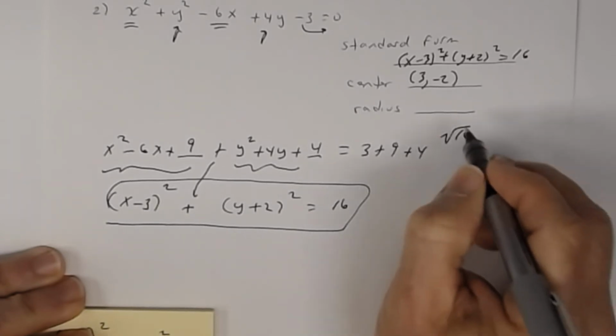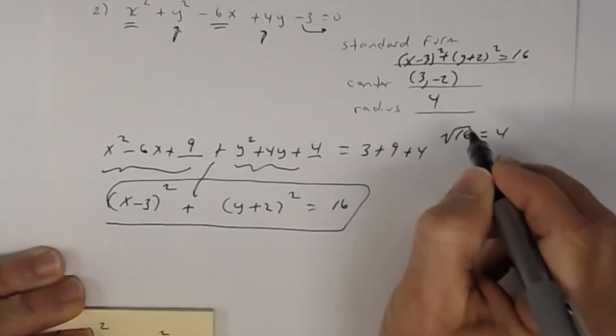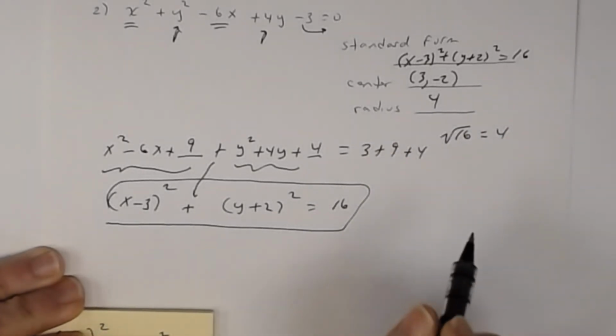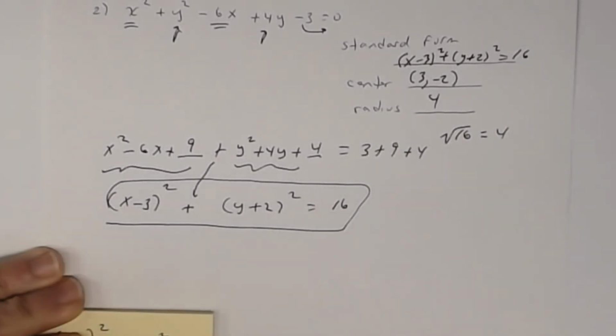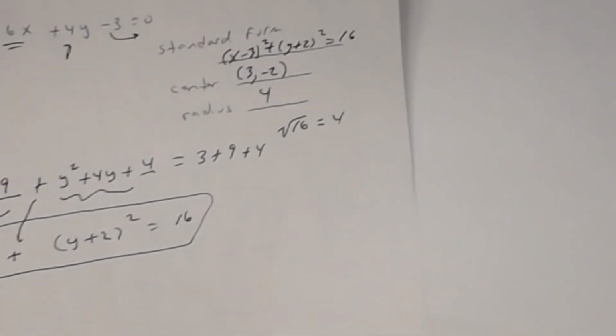So 16 is a perfect square. So the square root of 16 is 4. So you got to say 4 here. Make sure you say 4 and not the square root of 16. Always make sure you simplify the radicals if you can. And that was number 2. So let's look at one more, and that's going to be number 3. All right, let's go to number 3.